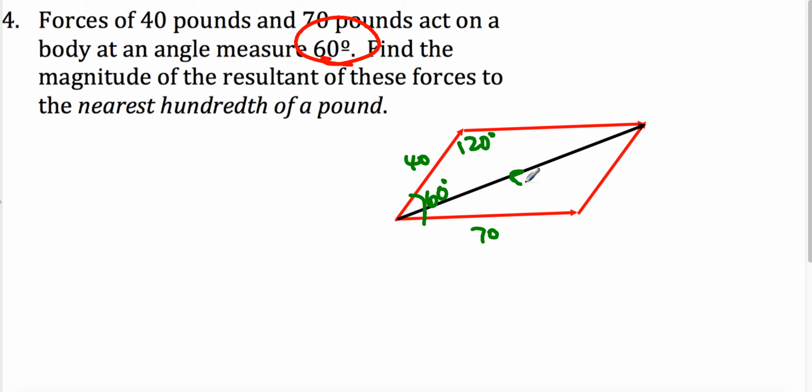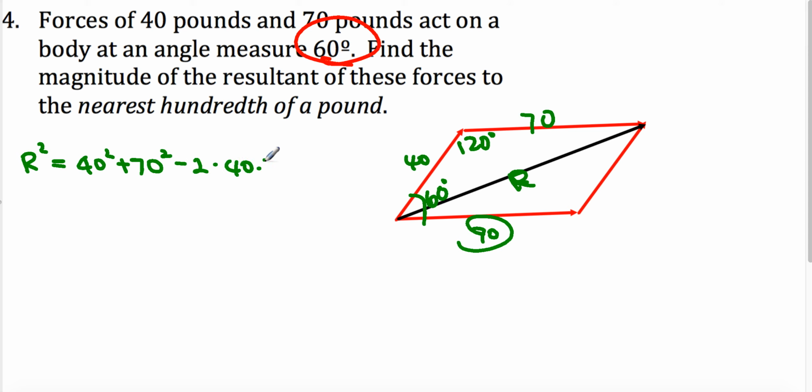But we are looking for the resultant. I'm going to call that R. Now, since this is 70, the opposite side is 70 as well. Which law should you be using? Yes, it will be the law of cosines once again. So here, R squared is equal to 40 squared plus 70 squared minus 2 times 40 times 70 times cosine of 120. So we're going to put that into the calculator here.